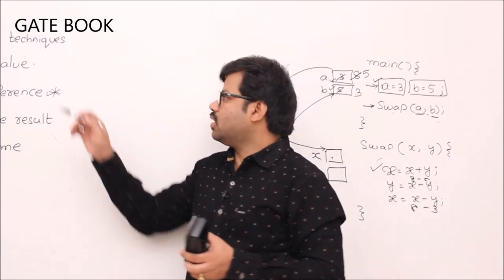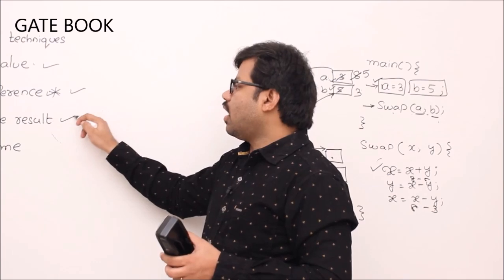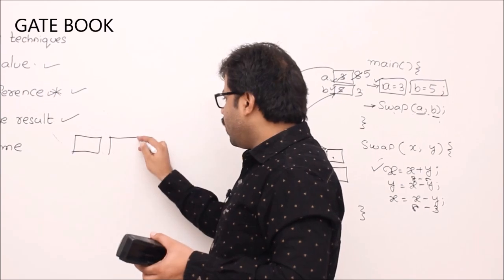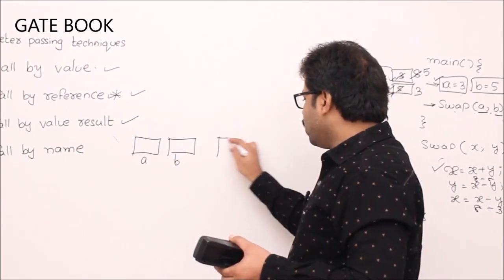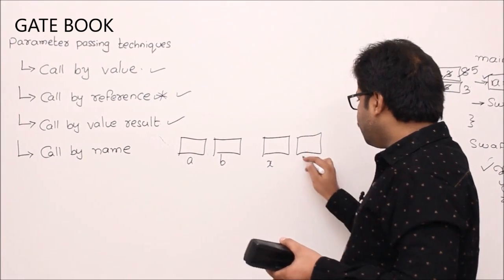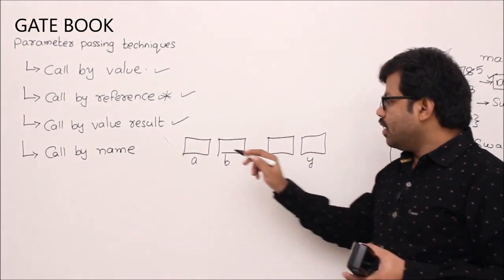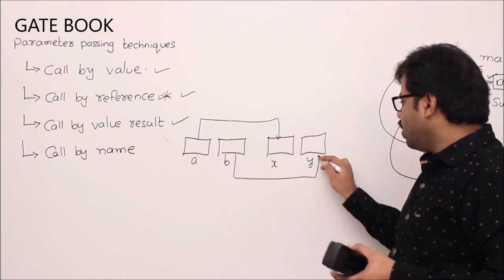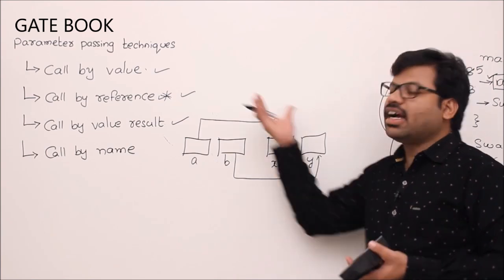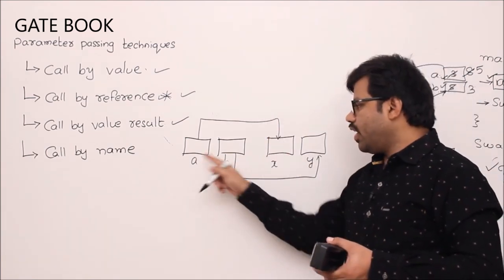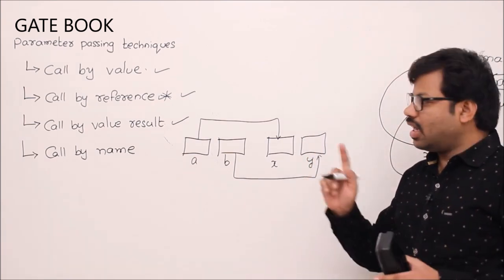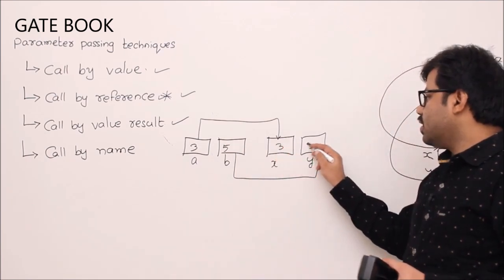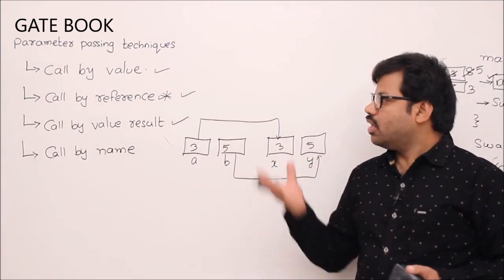Okay, so this is the second scheme. Let's see the third scheme, call by value result. In call by value result, again same story. There will be actual parameters, there will be formal parameters, let's say x comma y, and a is linked to, let's say, x, and b is linked to y. Initially it is like call by value. First of all, we take the values of a comma b into x comma y. In that way, it is call by value. For example, a value 3, b value 5, we take them. That is the first step of call by value result.